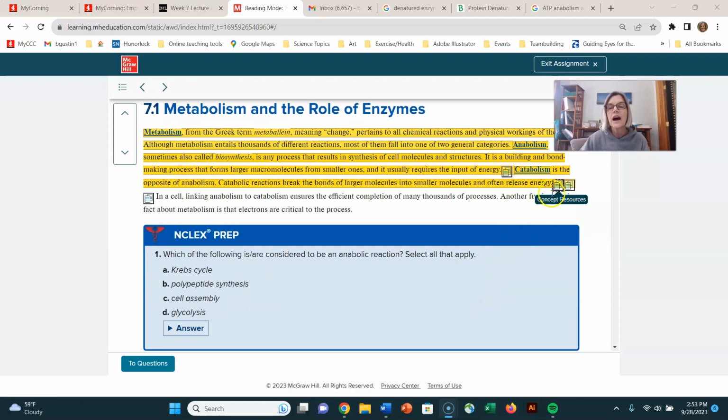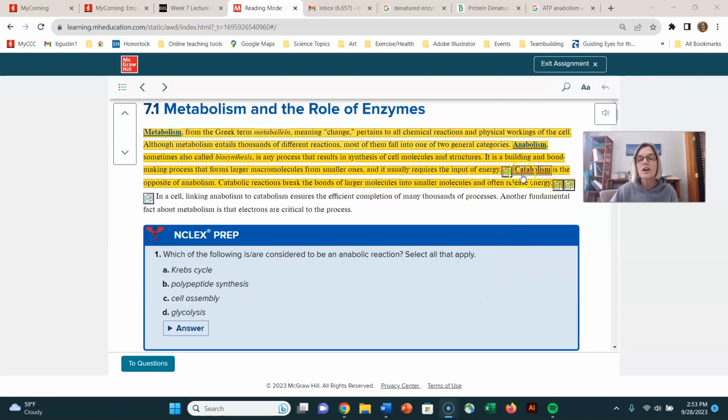Turns out chemical reactions that are called catabolic reactions, a part of catabolism, take large molecules, break them down into smaller molecules, and release energy. You can think about the chemical reactions that are related to digestion, to us acquiring food. Why do we eat food? Because we need energy. So we take large molecules, our digestive system breaks them down into smaller molecules, and we release energy.